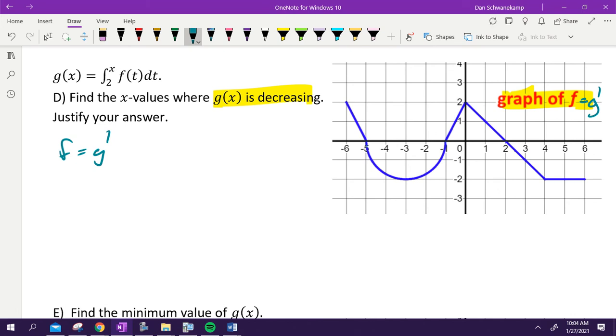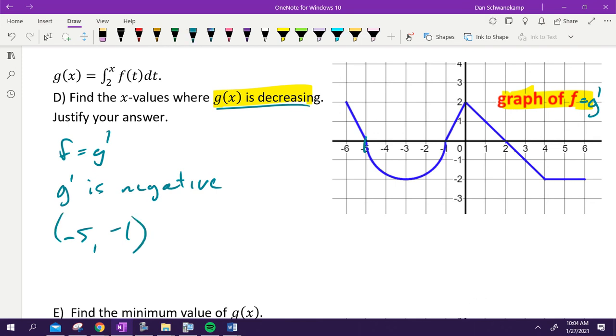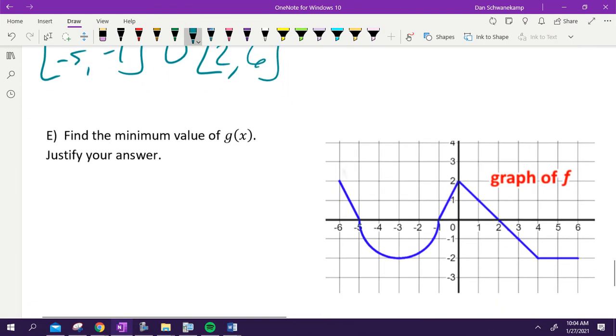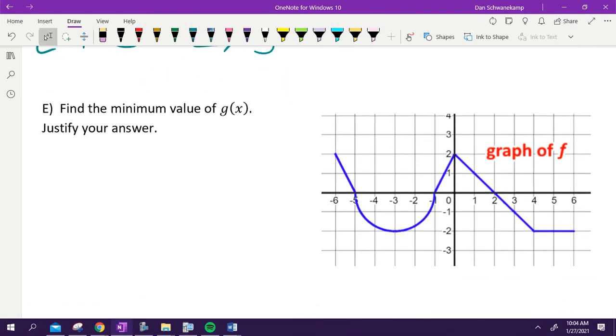Okay? What needs to be true about g prime for you to be decreasing? G prime is negative. And then this is a graph of g prime, so I'm just looking for when it's negative. The answer is -5 to -1. You would put that in brackets technically because I'm talking about the first derivative. And then from 2 until 6. Questions there?